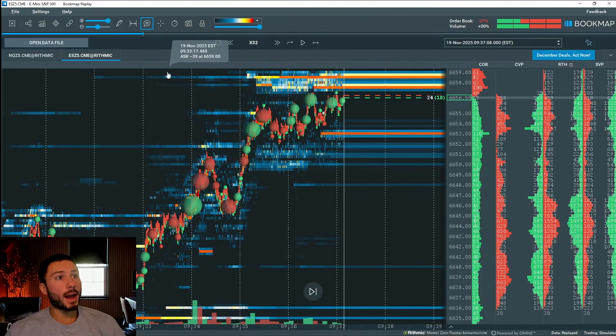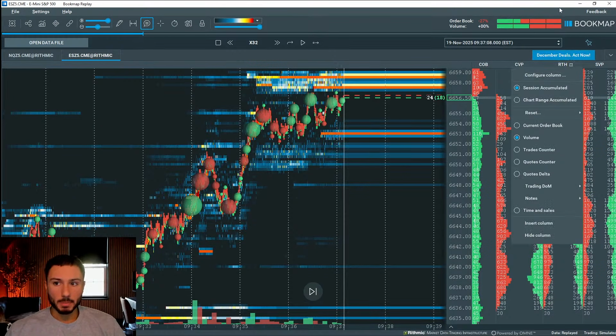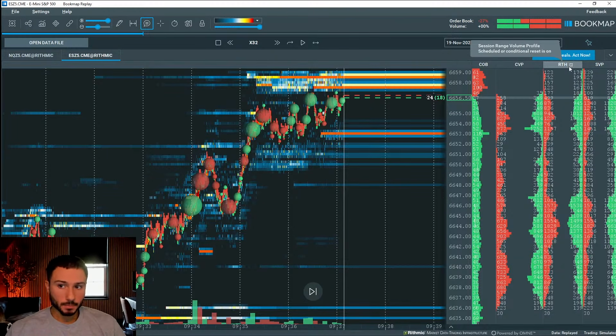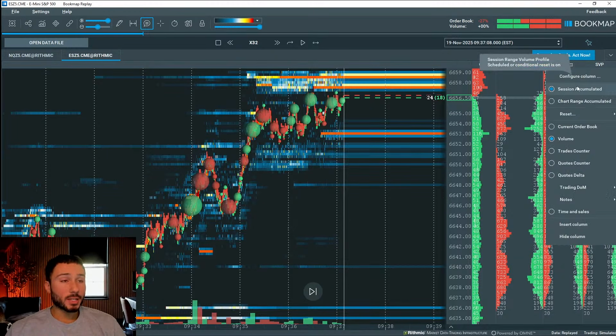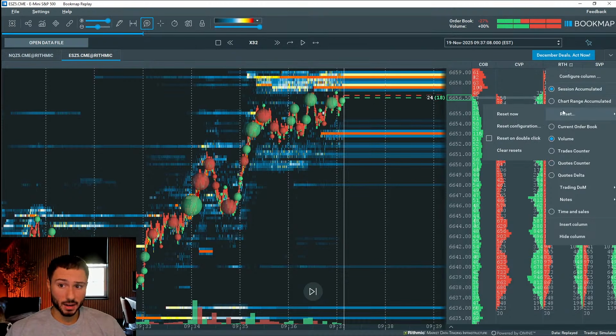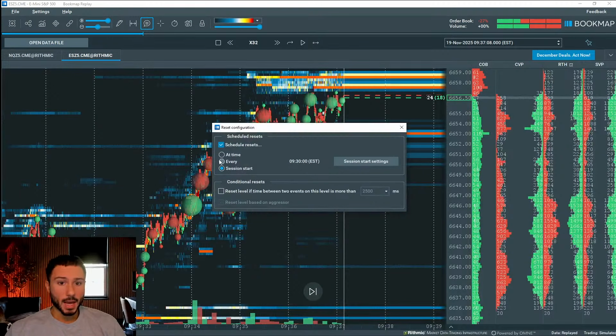Does Bookmap automatically reset SVP to New York Open? So what I did here is my RTH column. If I right click this, all this is a session accumulated volume profile. And what I do is I go to reset configuration, and then I reset it at the 9:30 market open, the New York Open. So all this RTH column is just the SVP that resets at market open.